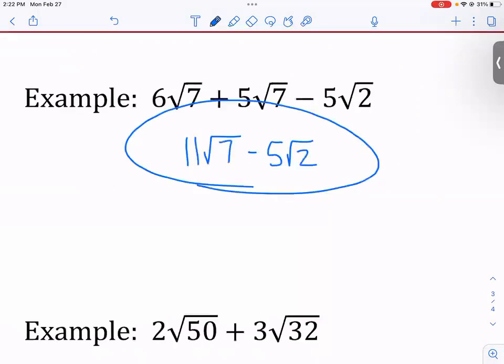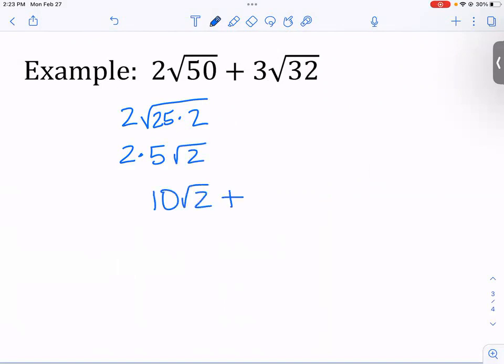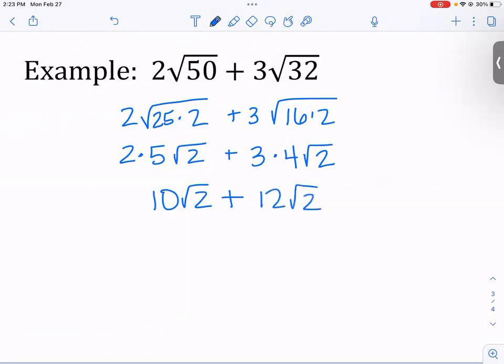Okay. Now, down here, these are not simplified radicals. 50, we can write as 25 times 2. Do you agree? What's the square root of 25? Okay, so this becomes 10 radical 2. 32, I know, is 16 times 2. No one's leaving yet. The square root of 16 is 4. So we have 12 radical 2.